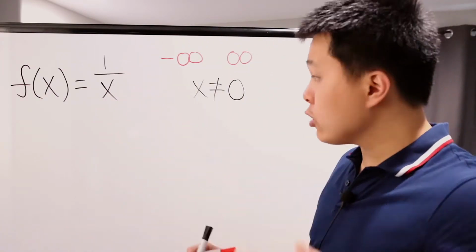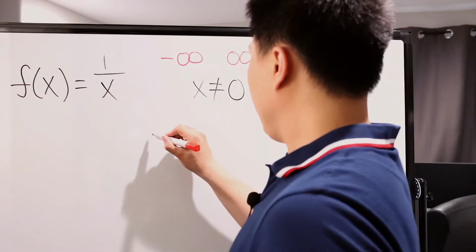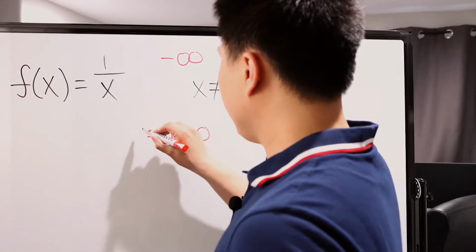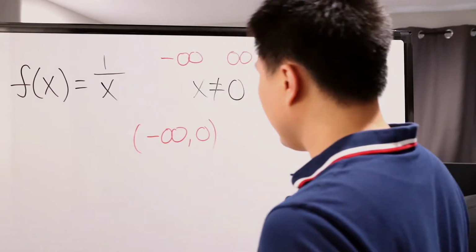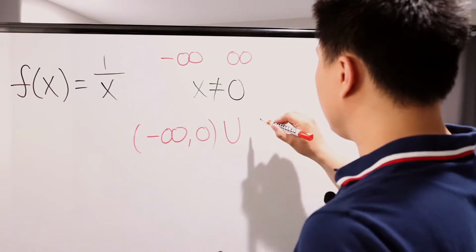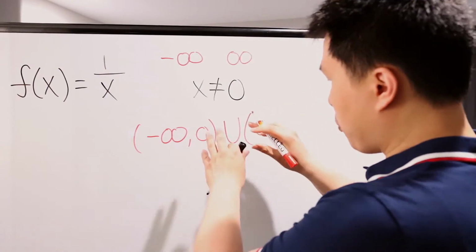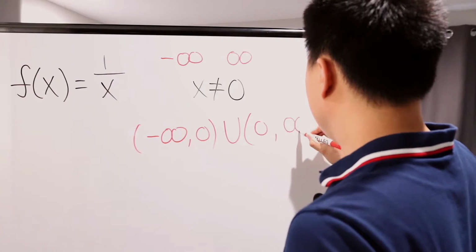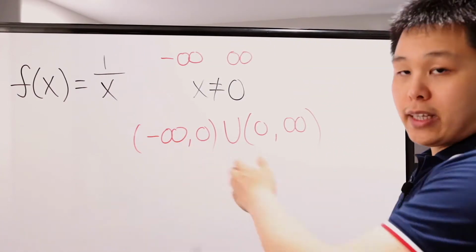Now, a standard way of writing it is negative infinity all the way to 0, and these are parentheses to show that you're not including that number. And then you're going to union two different sets because there's a break, right? That 0 is not included. 0 right here all the way to positive infinity. And that'll be the answer for this one.